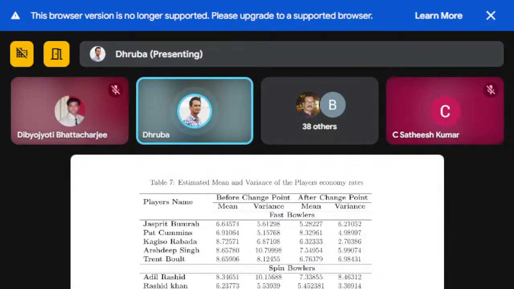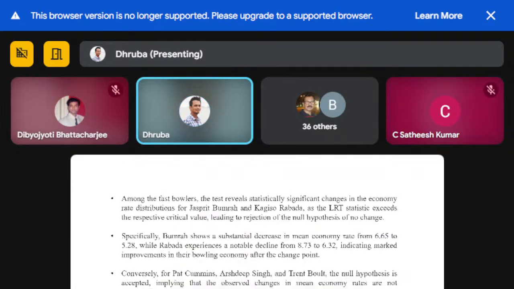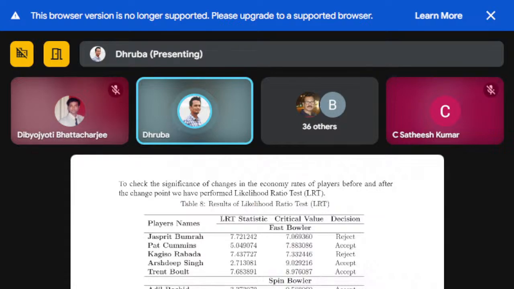From this table, it is seen that there are some changes in the mean economy rates before and after the change point. To check whether these changes are significantly different or not, we have performed the likelihood ratio test. From the likelihood ratio test, we have found that out of all the bowlers, only two bowlers, Jasprit Bumrah and Kagiso Rabada, have the null hypothesis rejected. For all the others, it is not rejected. That means Jasprit Bumrah and Kagiso Rabada have a significant change in their mean economy rates.